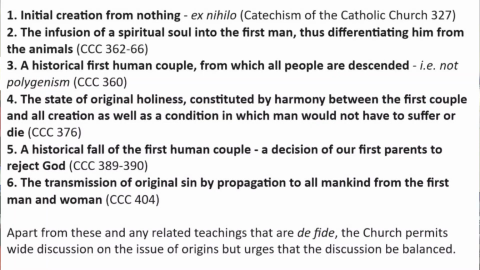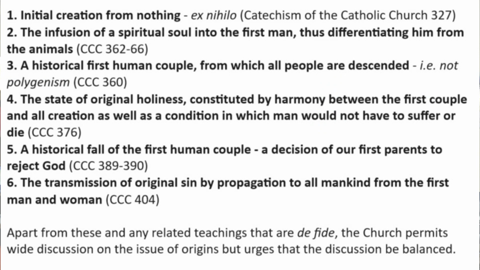Fifth, we must believe in a historical fall of the first human couple, which is a decision of our first parents to reject God. We must believe that this first couple fell, or committed the first sin. So this is where, if you ever hear the phrase the fall or original sin, this is what we're talking about. In Genesis chapter 3, you could read how this subtle serpent seduces our first parents, tricks them into sinning against God, into rebellion against God, which causes all kinds of terrible consequences for the human race, and for that matter, for all of creation.